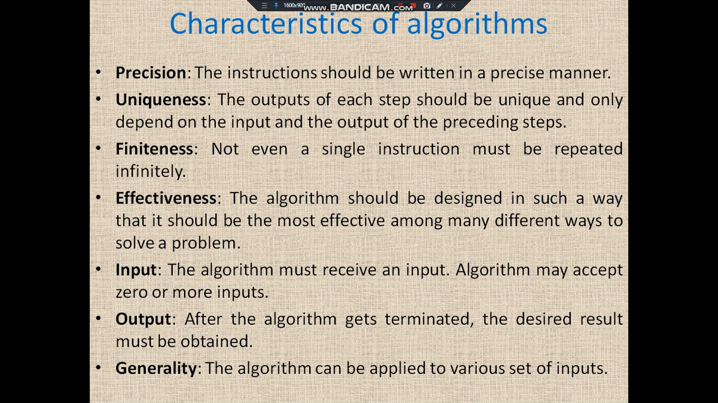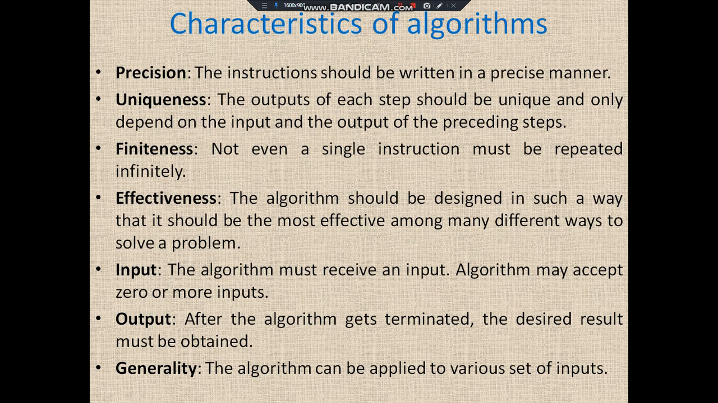These are the characteristics of the algorithm. First one is precision. Precision means the instructions which are given within the algorithm should be written in a precise manner, which means they must be given in a correct or accurate way. After that, the second characteristic of an algorithm is uniqueness. So whatever steps you have written in an algorithm, those steps must be unique. So the output for each and every step must be unique here.